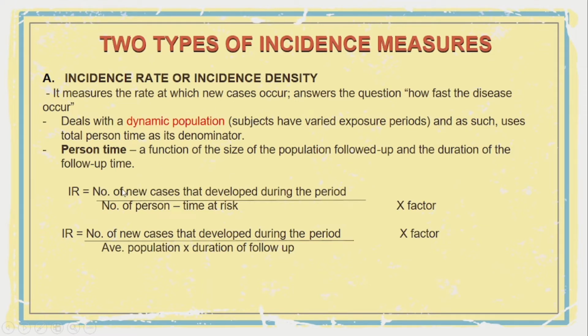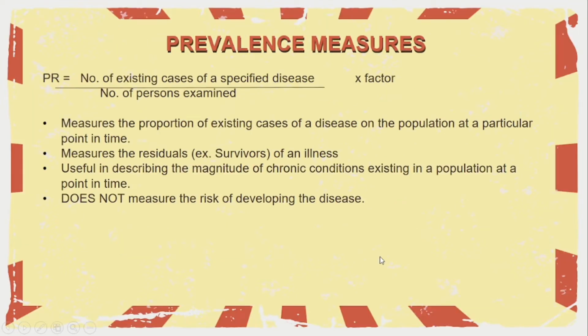And then, ito po yung formula natin. For incidence rate, number of new cases that develop during the period divided by number of person time at risk times your factor. And then, incidence rate, number of new cases that develop during the period divided by average population times duration of follow-up times your factor.